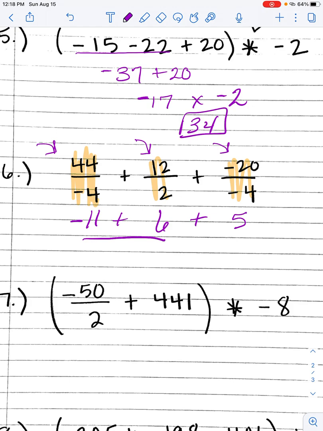Negative 11 plus 6, those are different signs. We're going to find the difference. The difference is 5. There's more negatives. And bring down the plus 5. So then I have a negative 5 plus 5. Different signs, find the difference. So your answer is 0.